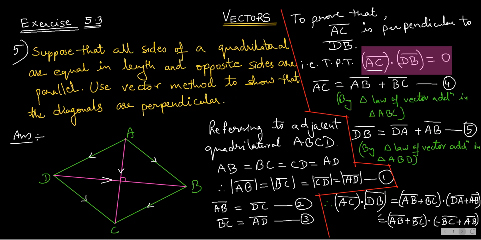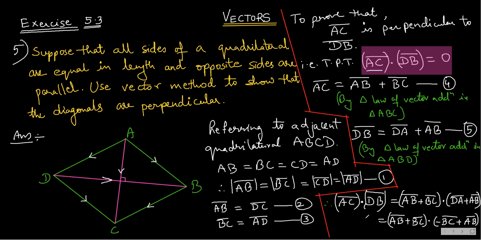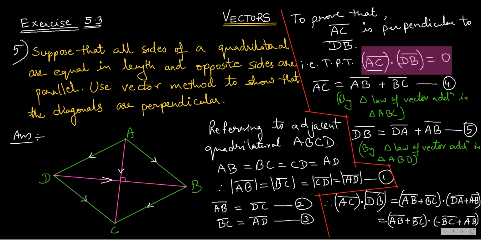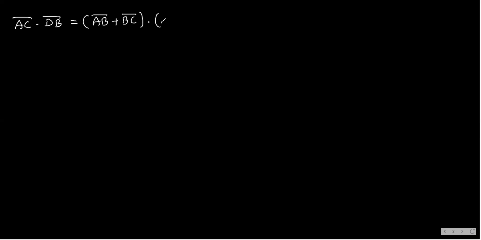In the next step, see what we get. The left hand side is still the same, that is AC bar dot DB bar. And the right hand side, I have AB bar plus BC bar dot, and here I have minus BC bar plus AB bar. I rearrange this. I write AB bar first and then minus BC bar. So I have here AB bar minus BC bar.